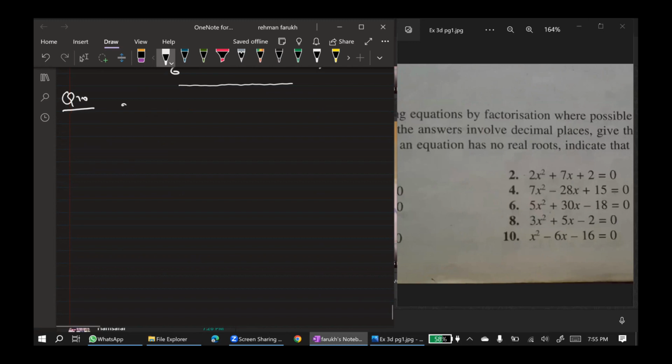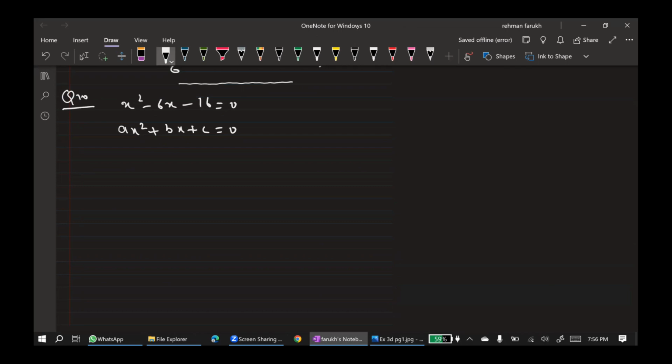Question number 10 is x square minus 6x minus 16 is equal to 0. I will compare this one with ax square plus bx plus c is equal to 0. The values of a, b and c are: a is equal to 1, b is equal to -6 and c is equal to -16.